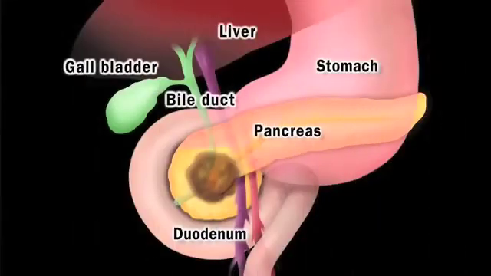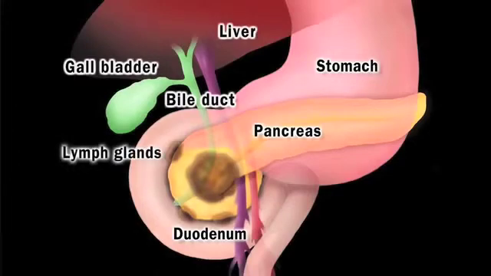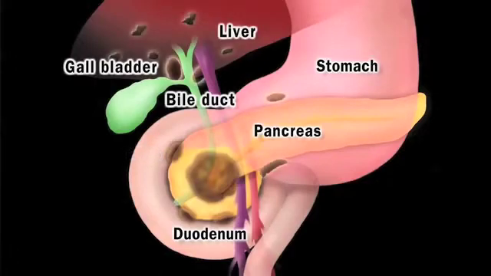Pancreatic cancer is usually a single tumour which originates in the pancreas but then can spread elsewhere. It can either spread to the lymph glands close to the pancreas, which we can still take out with an operation, or it can spread to the liver or the lining of the abdominal cavity called the peritoneum.